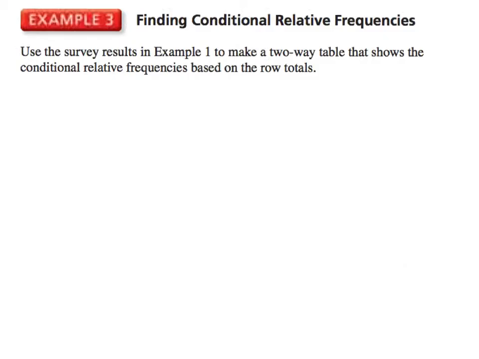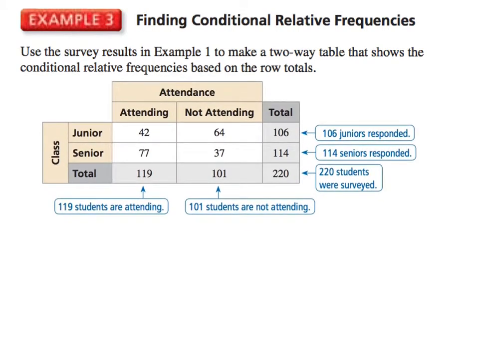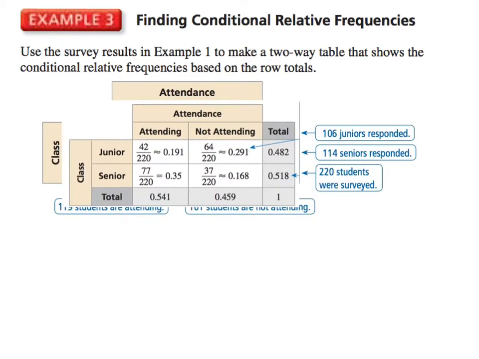Now the conditional is taking example 1's data again. So here it is. And we are going to use the survey results to make a two-way table that shows the conditional relative frequencies. Now if we look back at our definition, it is the ratio of the joint relative frequency to the marginal relative frequency. So let's say that again. The ratio of the joint relative frequency to the marginal relative frequency. Well, we already have the data we want, so I'm actually going to bring that back up. So here it is.